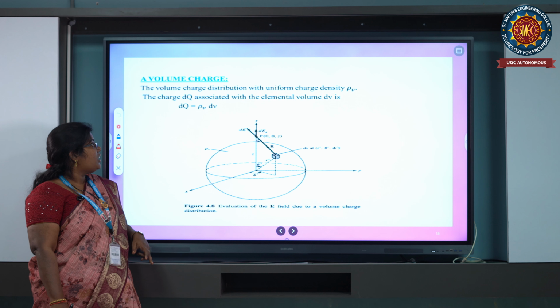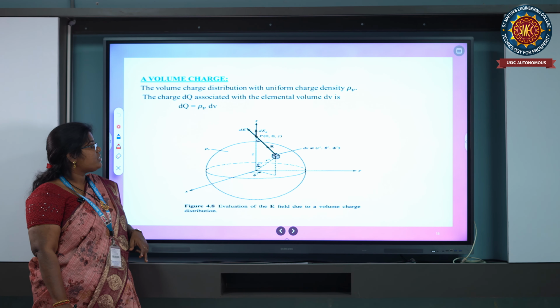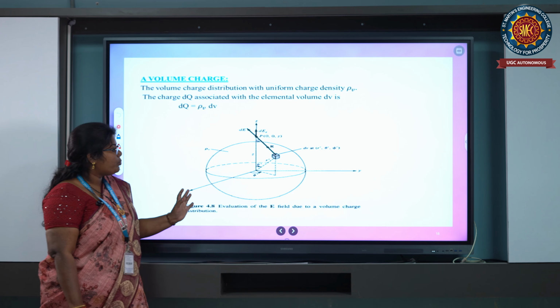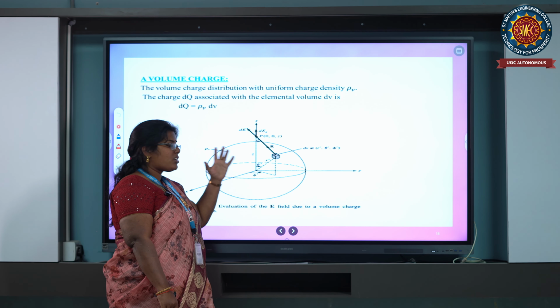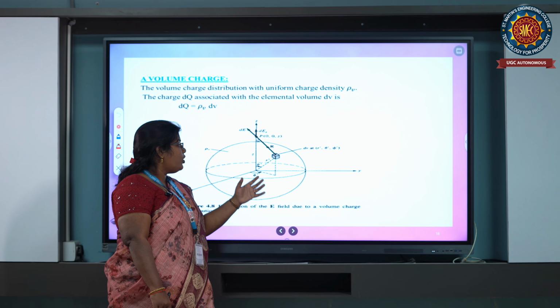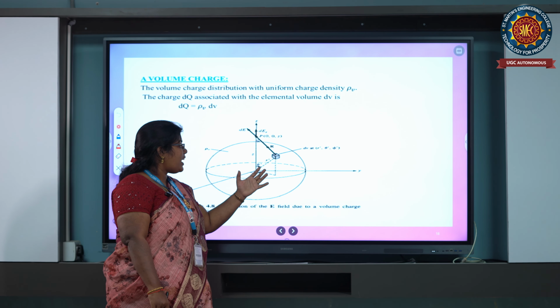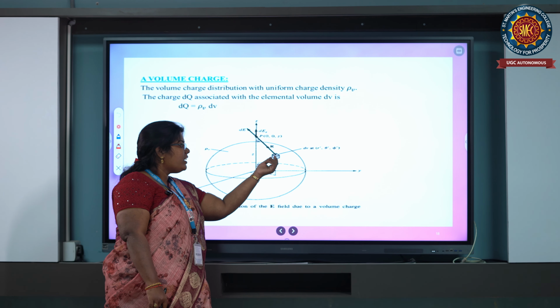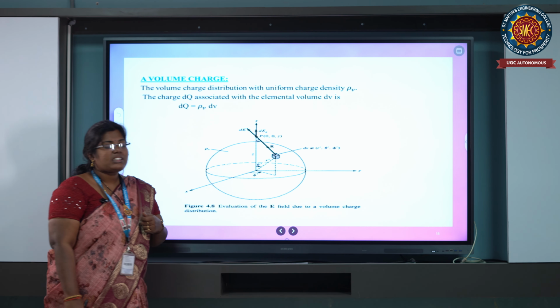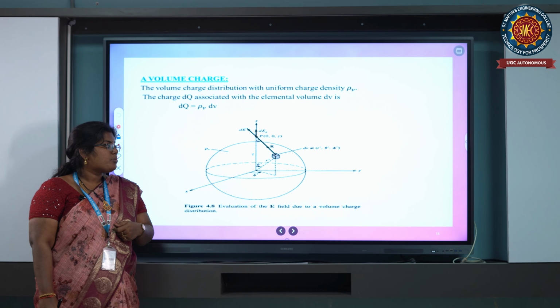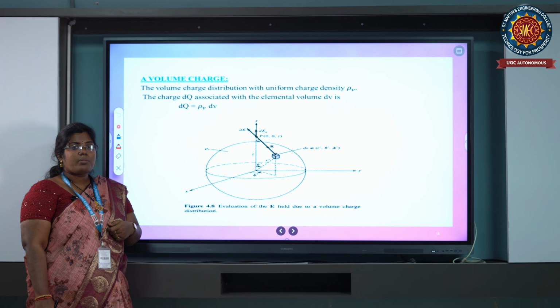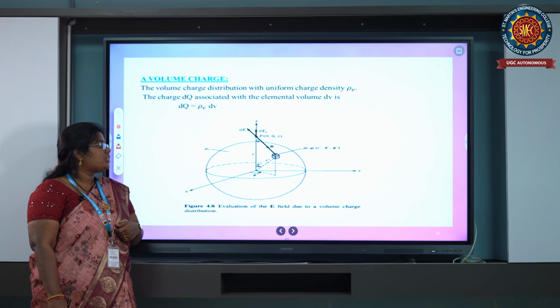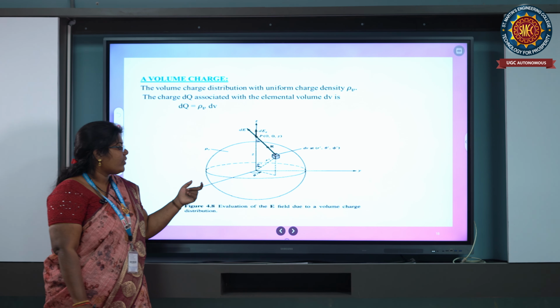Coming to the volume charge distribution with a uniform charge density rho v. The volume is a spherical structure. In the spherical structure, we can easily identify 2 point charge distributions. When identifying the 2 point distribution, here we have to find one node. This node may be 0 comma 0 comma z, or it may be r comma theta comma phi, whether in a Cartesian system or in a spherical system.